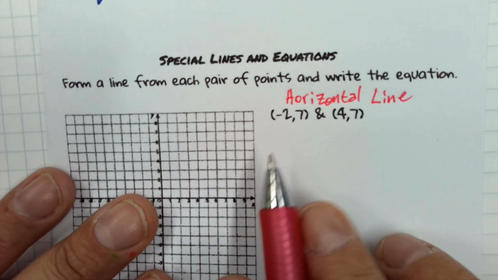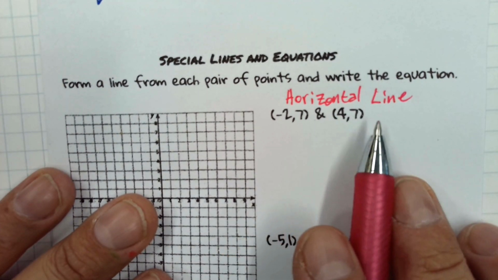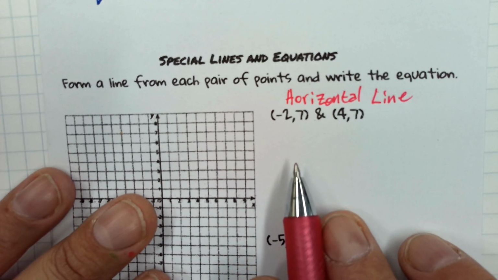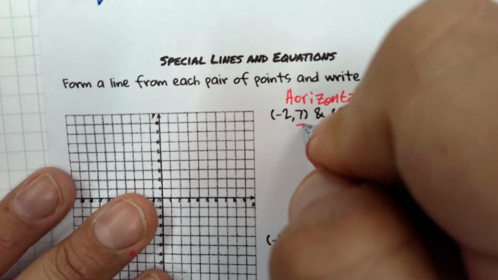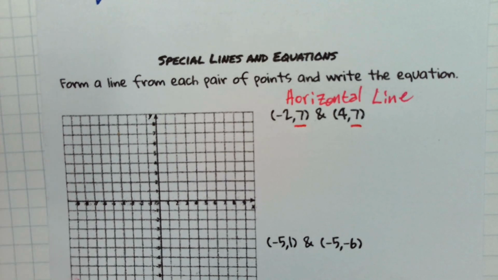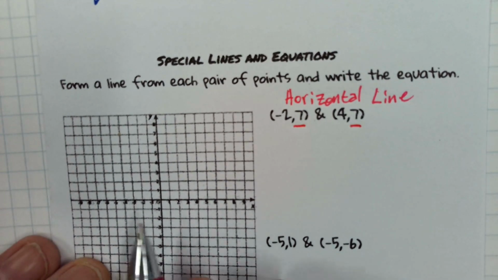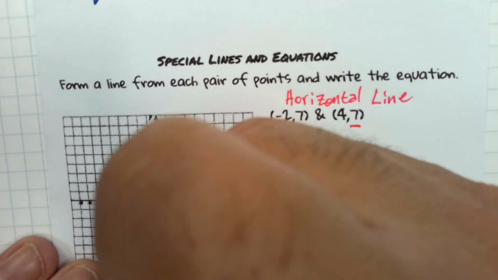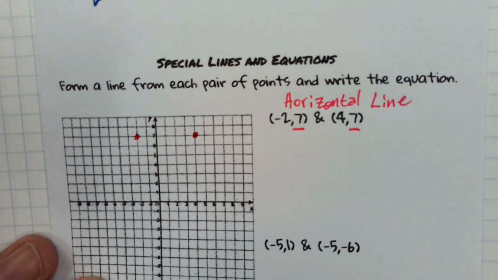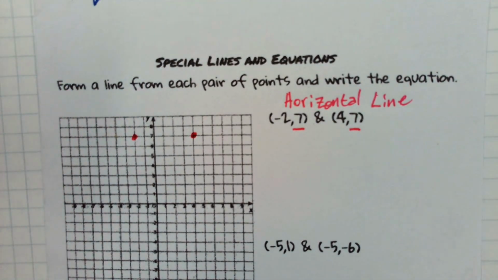First off, here are our coordinates: (-2, 7) and (4, 7). What do you notice? What's unique about these coordinates? They both have 7 in the y place. Look what happens when I graph those points. Here's (-2, 7) right there. Then I'm going to graph (4, 7): over 4 and up 7. Do you see that both points are on the same level? So when I graph them, it's going to be a horizontal line.